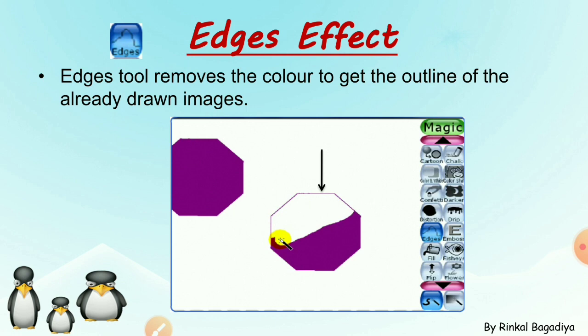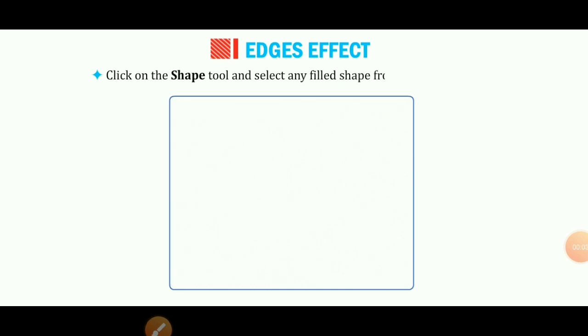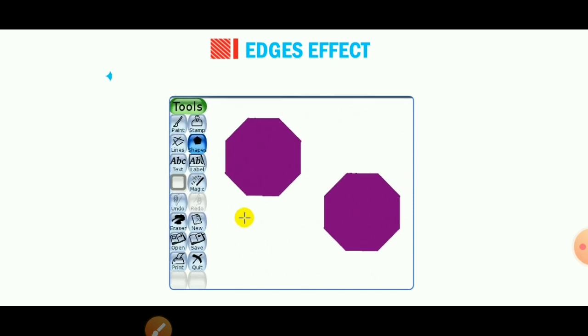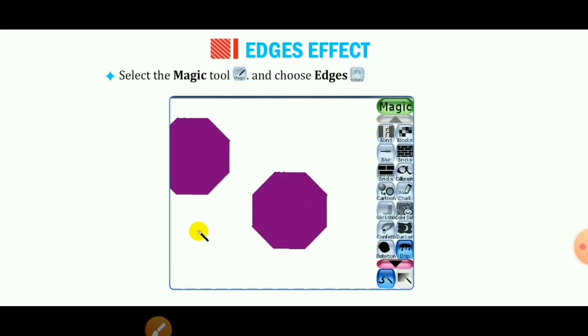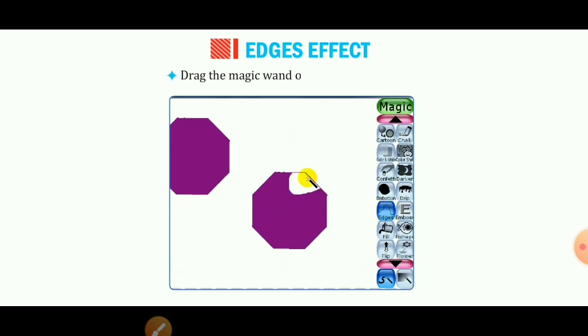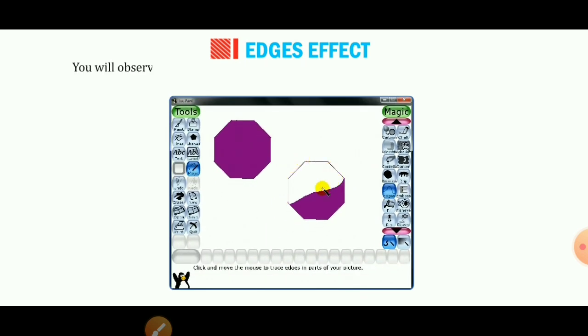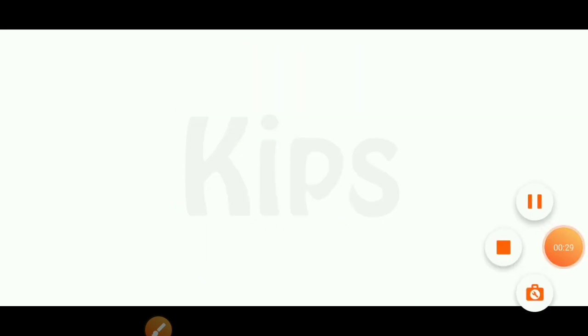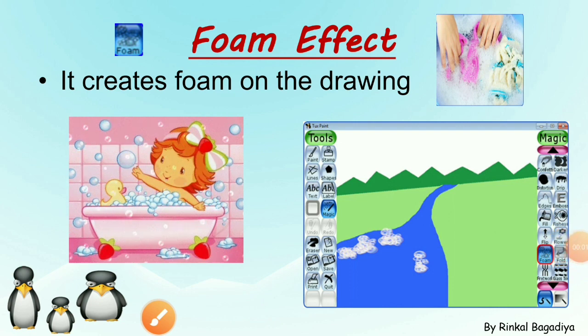Now let's see practically how can we use this tool. Click on the Shape tool and select any filled shape from the sub-tool box. Now draw the selected shape. Select the Magic tool and choose Edges from the sub-tool box. Drag the magic wand over the entire picture. You will observe that it will erase the solid part of the image and display the edges, outline of the shape.